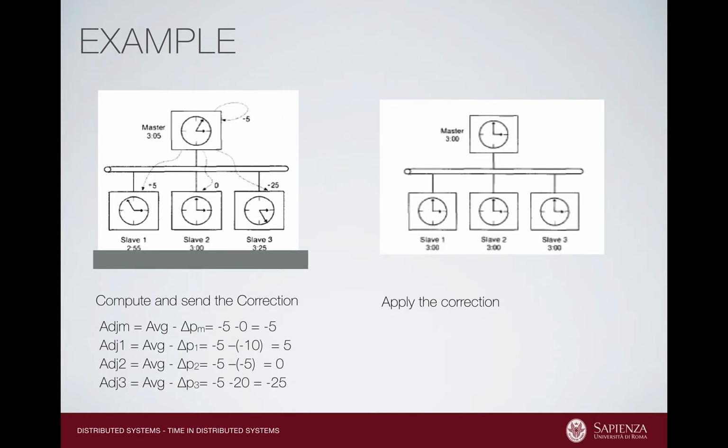When the average is computed, he computes the correction that he has to send to everyone, and this correction will be, okay, the average was -5, so the correction for the server, which had a difference of 0, will be -5. The correction for the first process, that had a difference of 10, so was 10 minutes in the past with respect to the master, will be +5. The correction for process 2 will be 0, and the correction for process 3 will be -25. And then everyone tries to apply the correction sent by the server.